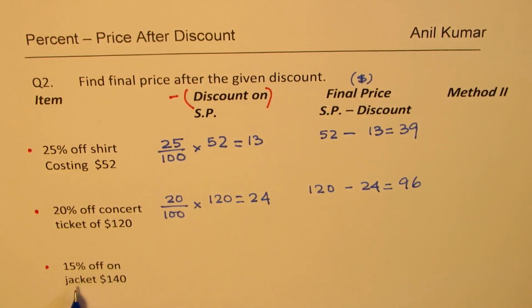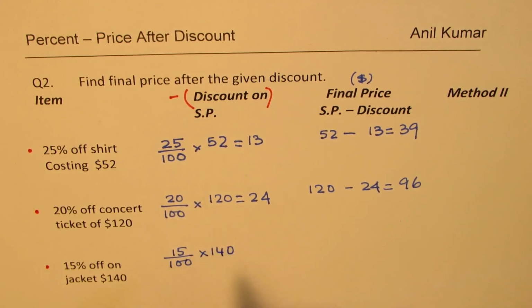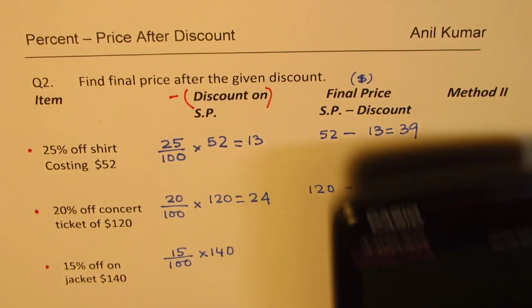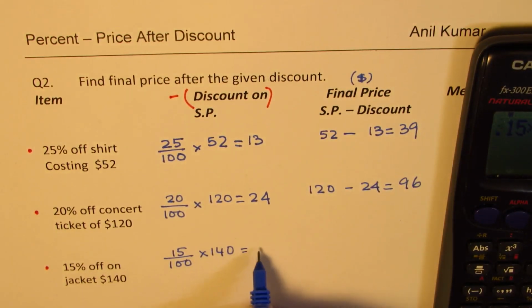Now, 15% off a jacket price of $140. 15% means 15 out of 100 times 140. Let's do it. You could also write 0.15, right? So you can write 0.15 times 140, right? So at least one step is lesser, and we get 21.